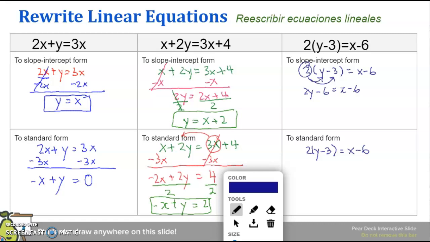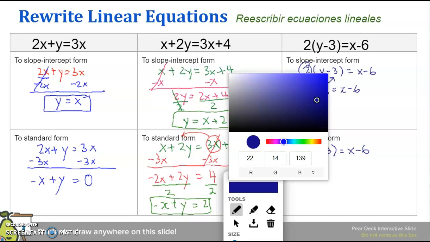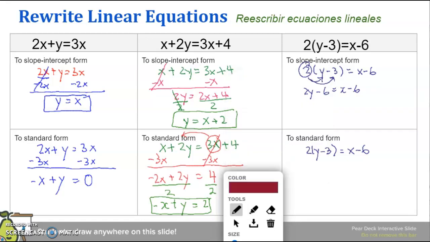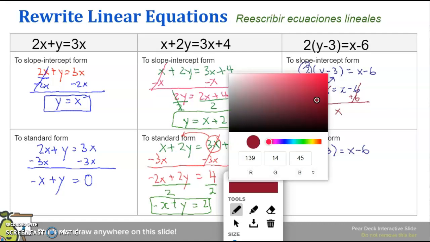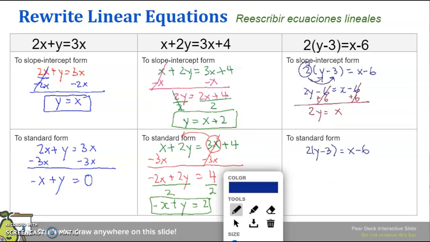Again, I need to get rid of adding and subtracting first. So I am going to add 6 to both sides. And this becomes 0. And notice that this also becomes 0. So you're left with 2y is equal to x. Now we're not done because we don't want 2y to be equal to x. We want y to be equal to something. So we have to divide both sides by 2.